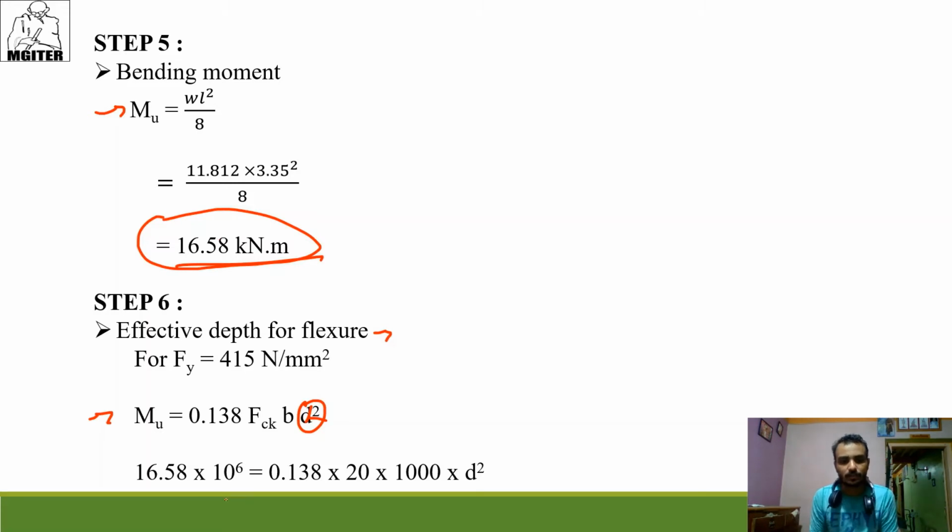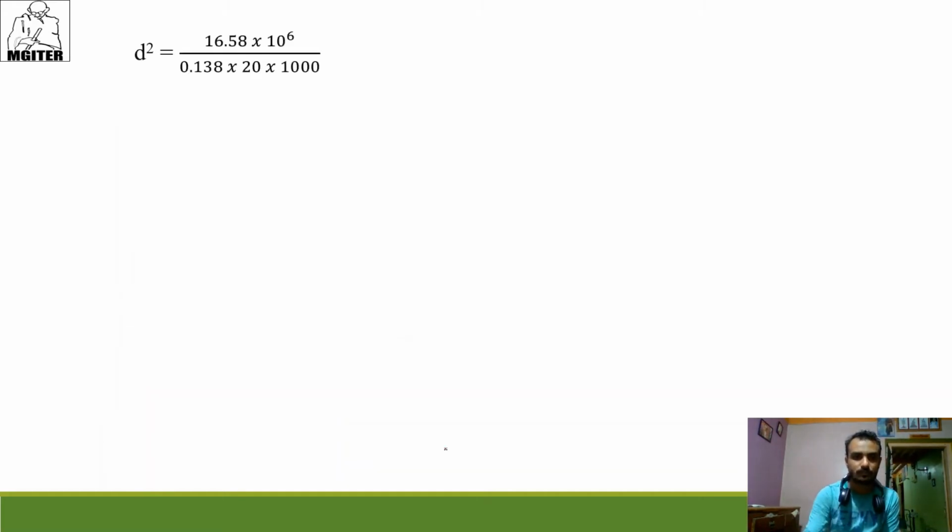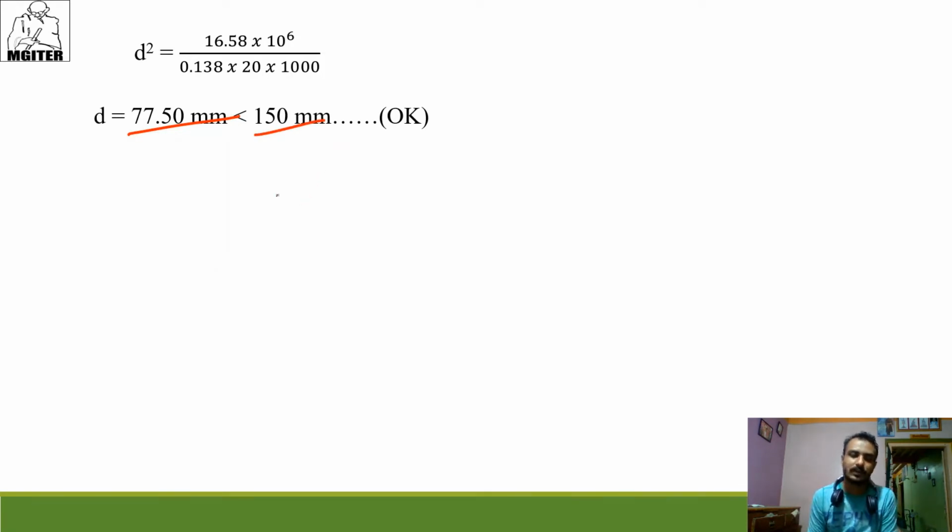Mu is 60 kilonewton, 10 raised to 6 for the Newton into mm, 0.138, FCK 20, width is 1000 because 1 meter we assume, so 1000 mm. So we have to find out d square. So d is equal to 77.55 mm, and we applied 150 mm. So our effective depth which we assume is safe.